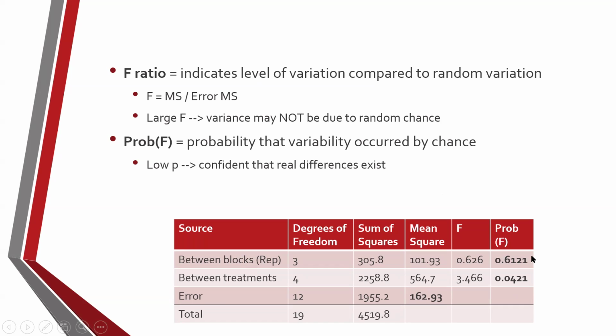Whereas with our blocks, this is a high p-value. So that would really indicate that there is no evidence of a real difference among blocks in this case. It could be because there is no real difference, or that the differences are just too small for us to detect.